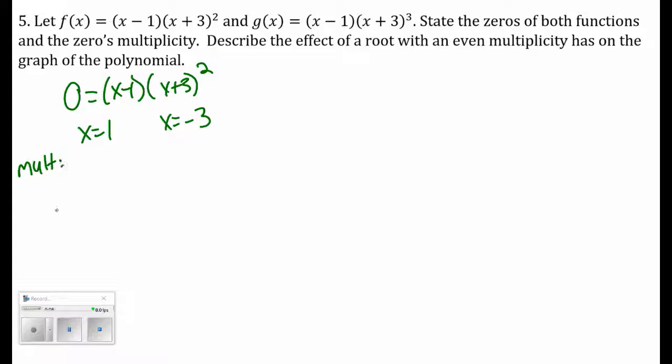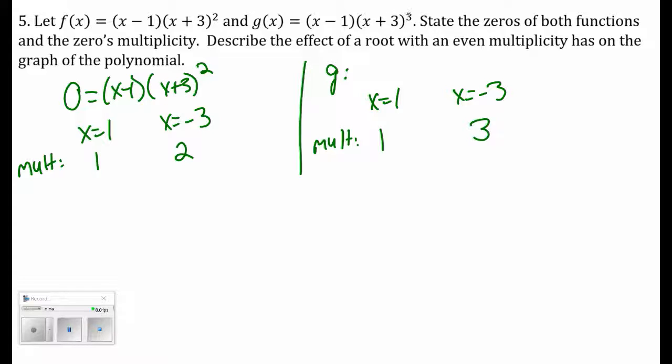The multiplicity of a zero is how many times that zero is a factor. Well, x equals 1 has a multiplicity of 1 because I only have a factor of x minus 1. But x equals negative 3 is a repeated root because I have two factors of x plus 3, so that has a multiplicity of 2. For g of x, we have the same zeros, because we still have the same factors, x equals 1 and x equals negative 3. X equals 1 still has a multiplicity of 1, because there's only one factor of x minus 1, but x equals negative 3 has a multiplicity of 3 because there are 3 factors of x plus 3. So the multiplicity is just how many times that zero occurs.